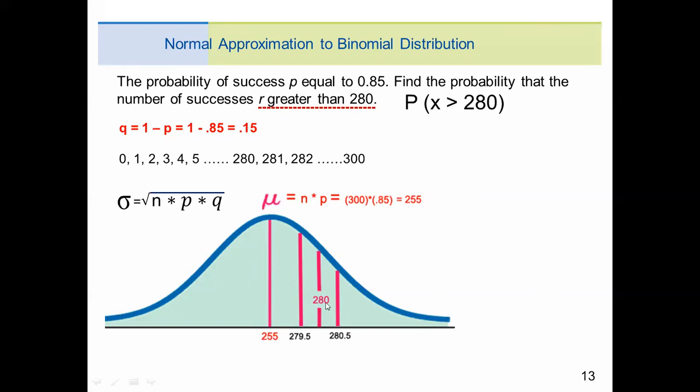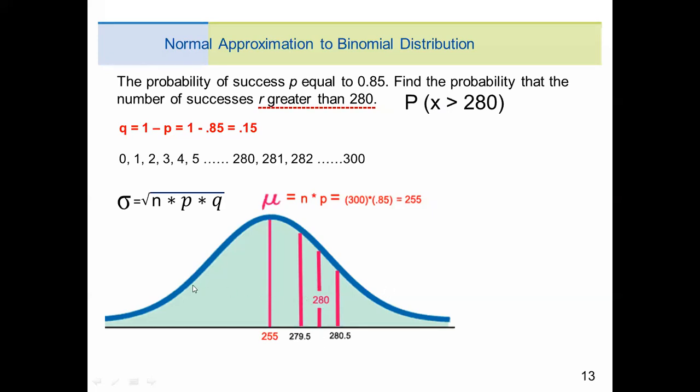Now, greater than 280 does not include 280. To be bigger than 280 means you don't include 280. So I know I'm going to my right, but if I started here at 279.5, I'd go right over 280. I don't want to do that. I want to start at 280.5 and go to my right. Very important. 280 was the target point. Notice I didn't put 280 on my horizontal line. I just put it here.